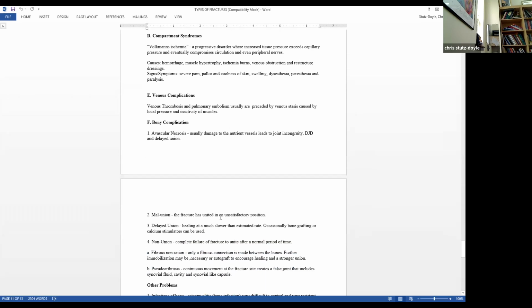Whereas a malunion is a fracture that heals, but then it heals in an unsatisfactory position. I think I told you guys that the reason why I had to have a knee replacement was because I had a malunion of a femur, which I had no idea that I had, but I was ambulating on a malunion for many years.